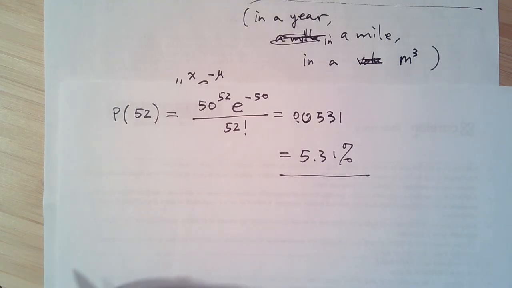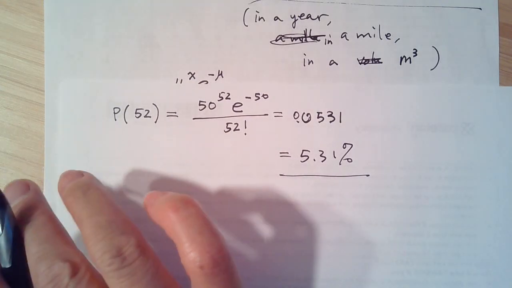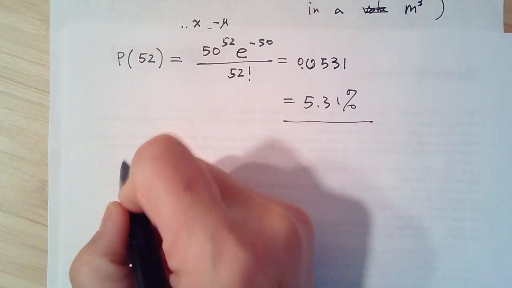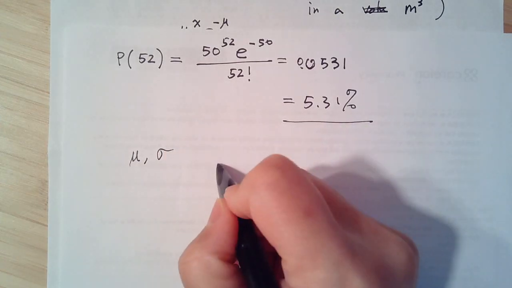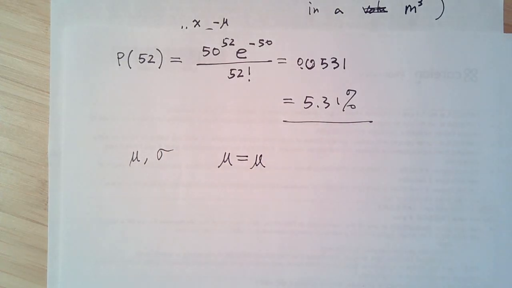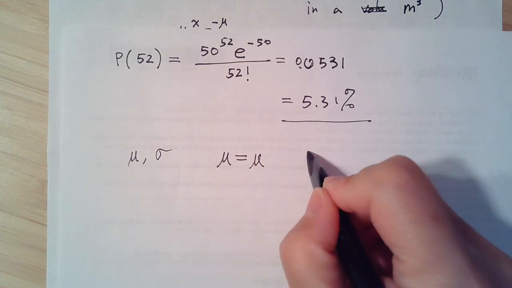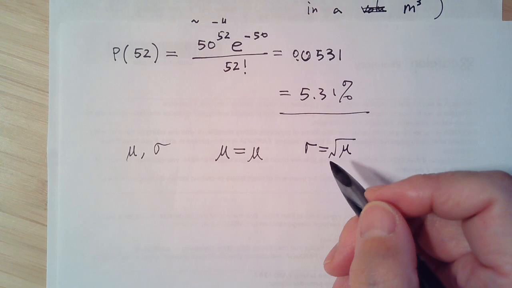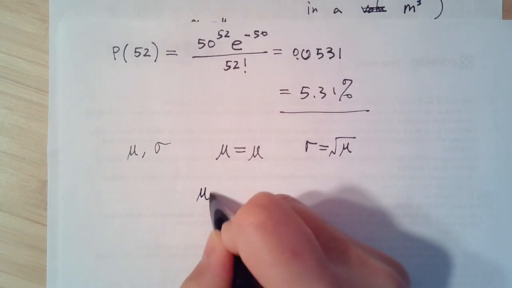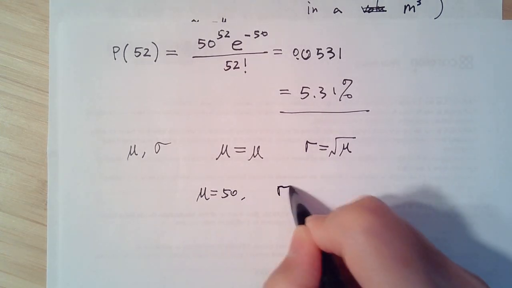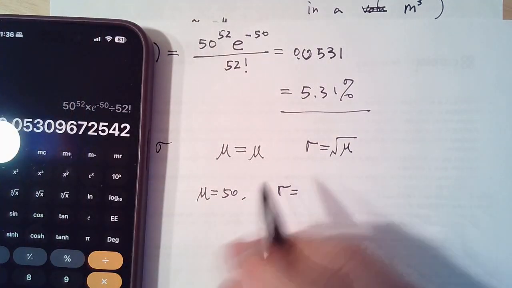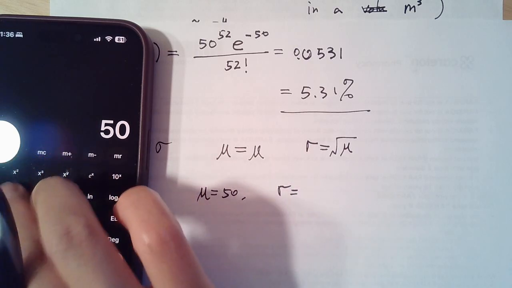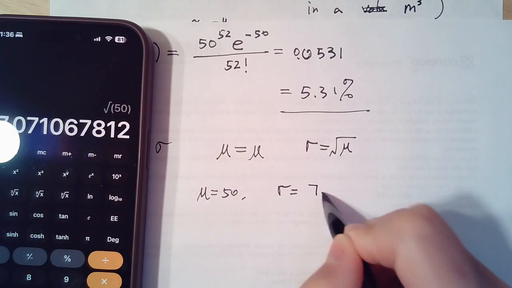You know what we're going to do next, right? Next, mu and sigma, the formula. Mu is just given, and sigma is the square root of mu. Now let's use the earthquake example again. Mu is 50, so sigma is the square root of 50, which is about 7.1.